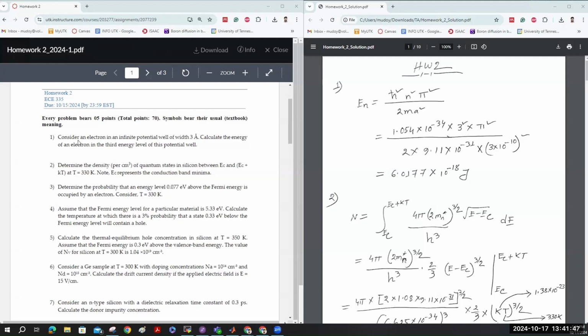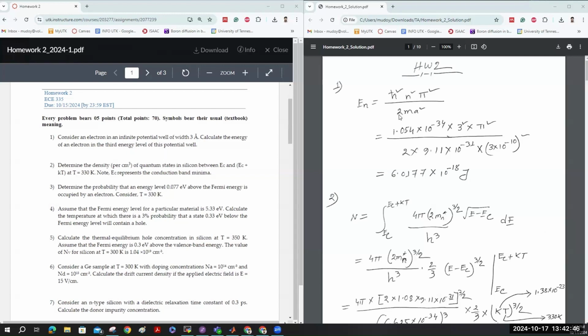The first problem was you have to calculate the energy of an electron in the third energy level of the potential well. The potential well width was 3 angstrom. So there is a straightforward equation to calculate the energy at any energy level. So n is any energy level. This is the formula where h cut, the reduced Planck's constant, is equal to h divided by 2 pi. h is Planck's constant, you know that. n is the energy level number. In our case, it's 3 definitely.